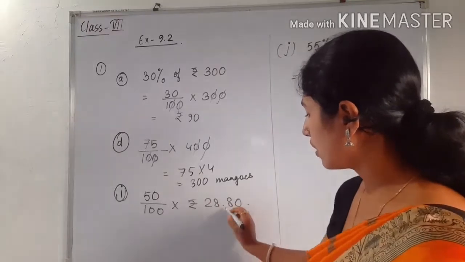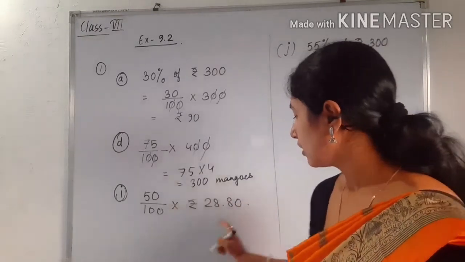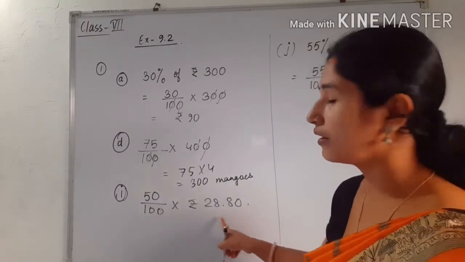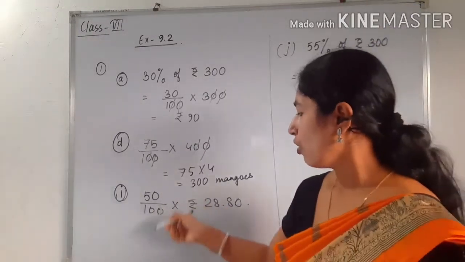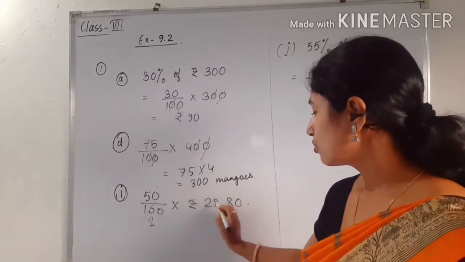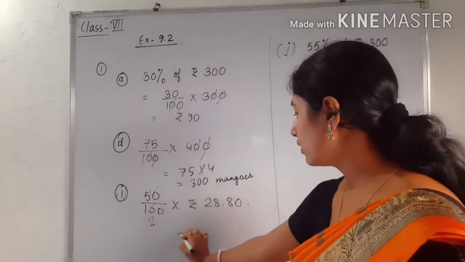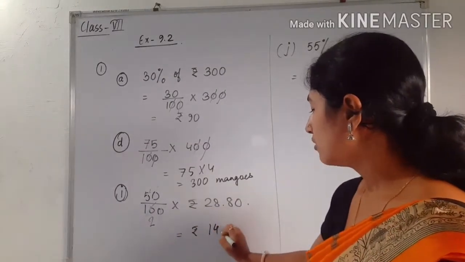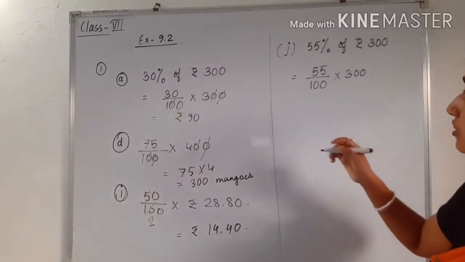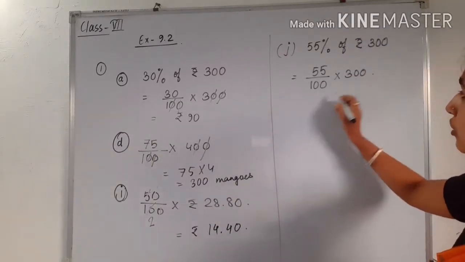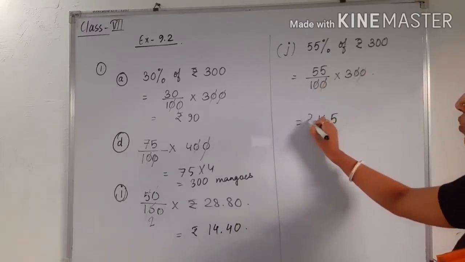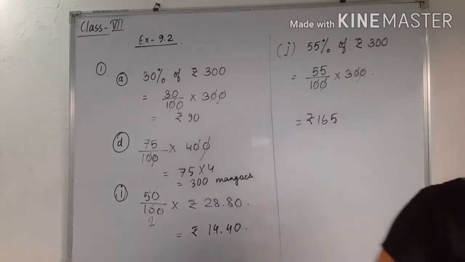Similarly, in this question, when you take out the decimal point, then 100 will come in the denominator. You can do it like this also, or you can just simply calculate like this. See, this will be 2. So 28.80 by 2 will be rupees 14.40. Okay, this is in rupees. Similarly, J is also in rupees. So 55% of 300, just cancel this. So this will be rupees 165.